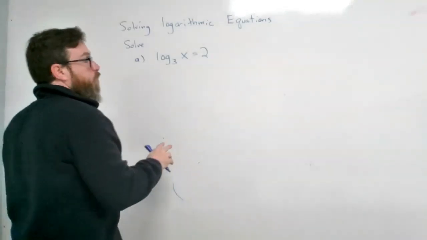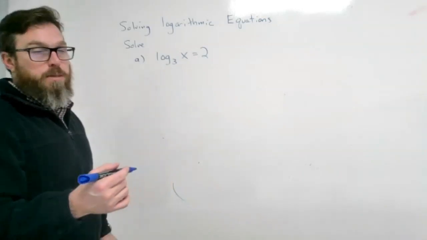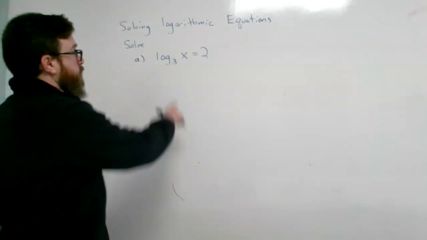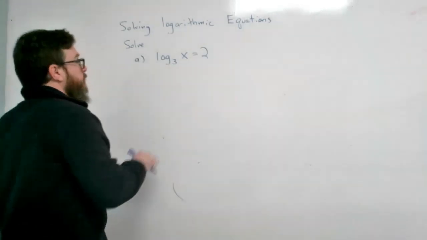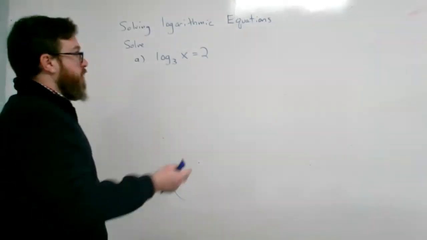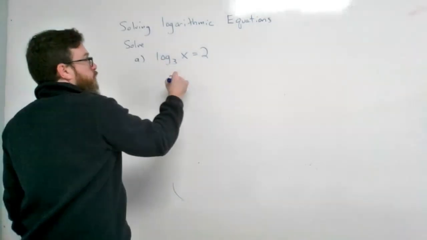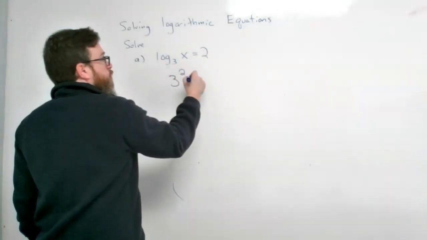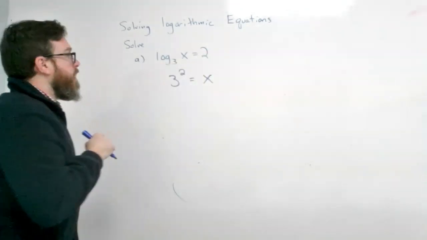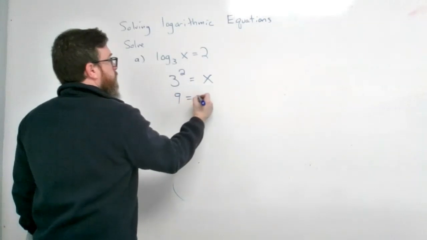One method is to rewrite it as its equivalent exponential, and the other one is to exponentiate both sides, or use the inverse operation to the log base 3. So we'll do the way that's most common first. I'm going to rewrite it as an exponential equation. So exponential base 3, power 2, is going to be equal to the argument: 3 squared is equal to x. So that means 9 is equal to x.